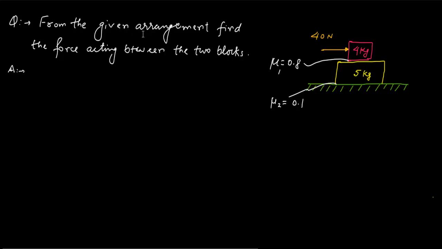From the given arrangement, find the force acting between the two blocks. Now this is the arrangement. Here we have a 4 kilogram block and a force of 40 Newton is acting on this block.